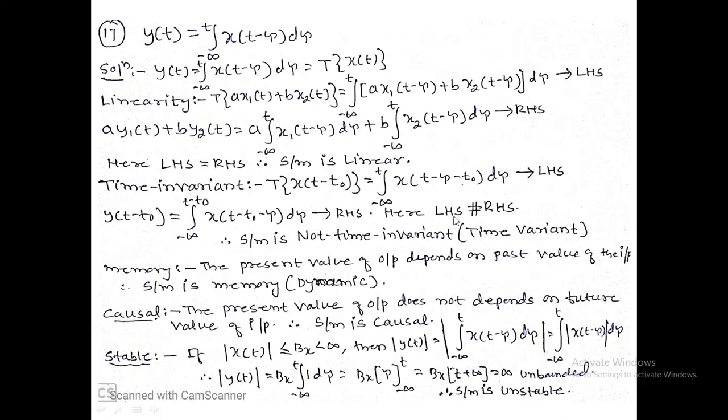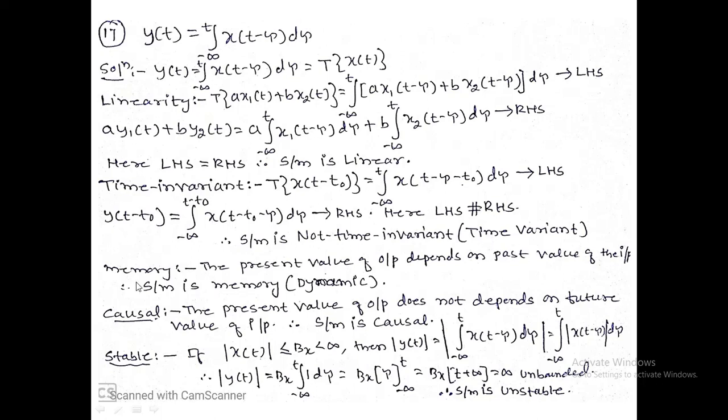Comparing LHS and RHS, both are not equal. When I want to compare integrals, I have to check two cases. If the limits are the same, then the terms inside the integral are compared; or if the terms under the integral are the same, then compare the integration limits. If either one is the same, then LHS equals RHS. If both are not the same, LHS is not equal to RHS. Here, under the integral, x of (t minus tau minus t naught) on both LHS and RHS are the same, so I can compare the limits. RHS limits are minus infinity to t minus t naught. LHS limits are minus infinity to t, not equal. Hence LHS is not equal to RHS, and the system is not time invariant, which means the system is time variant.